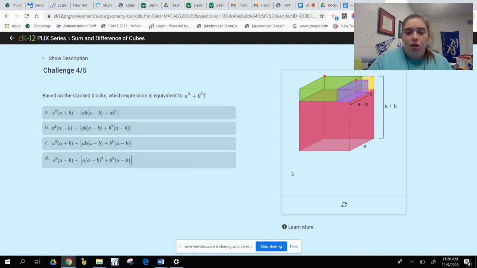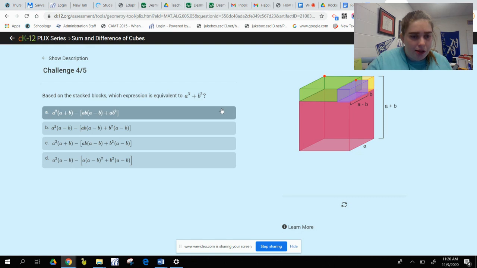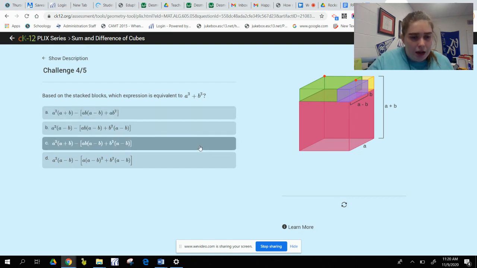So we're going to choose between option A or C. Now let's look at what the volume of the purple one is. We have to think about that again. So I think we got b times a minus b. I do not see that one in option A. It is in option C though. Let's check the volume of the green block.